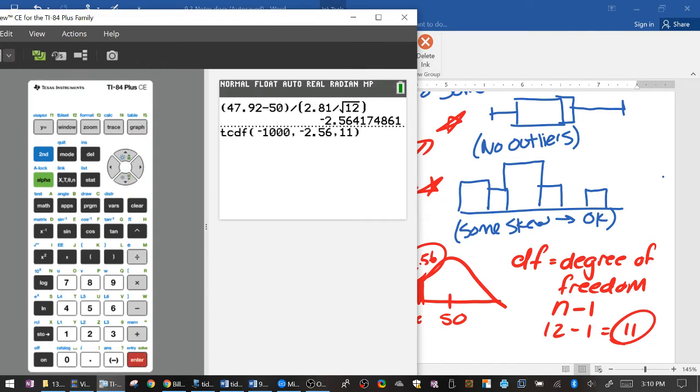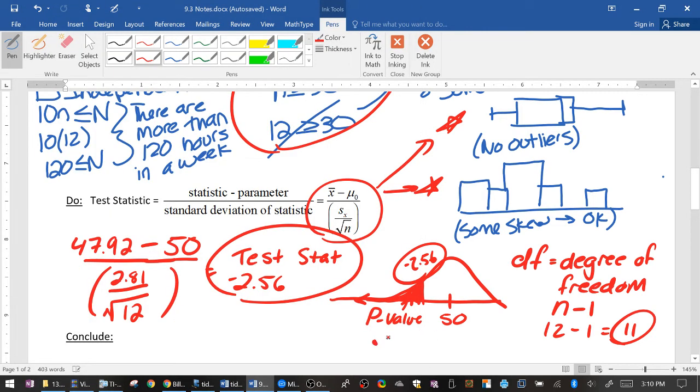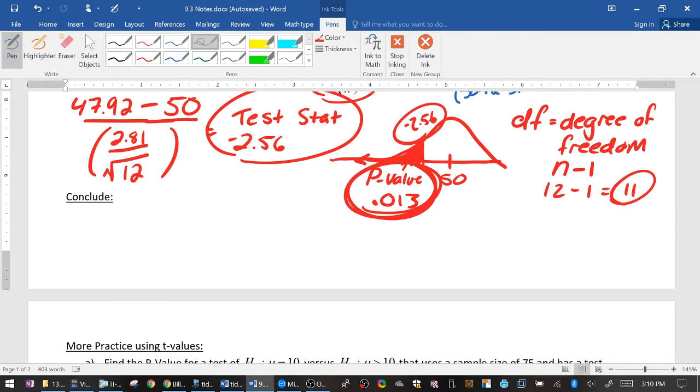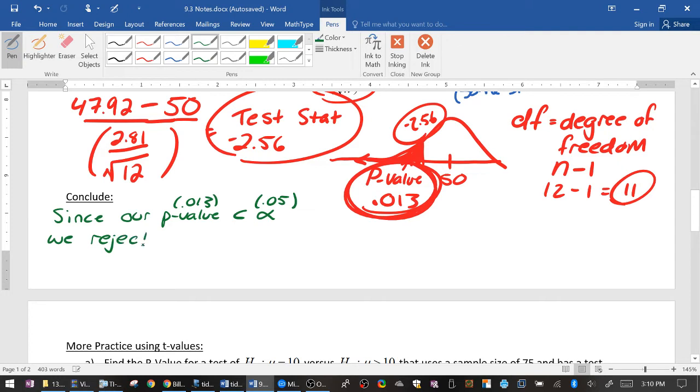Okay, this is what it'll look like in the calculator. Push enter, and then that number that pops up, this 0.013, that is your p-value. So that's 0.013. That's what we are going to use to help us conclude things on the last part of this question. Okay, so when it comes to the conclusion, we'll say since our p-value, which was 0.013, was less than our alpha value that we set at 0.05, we reject H0.